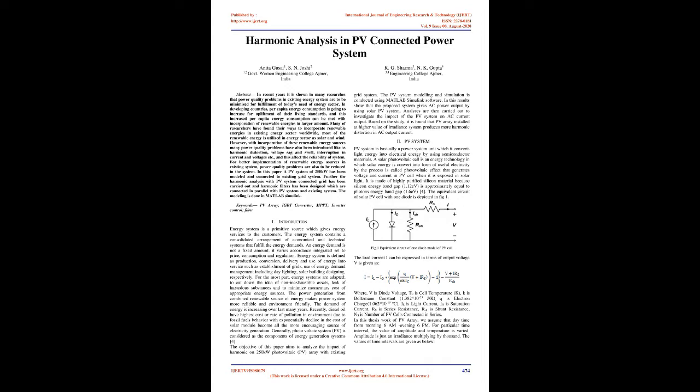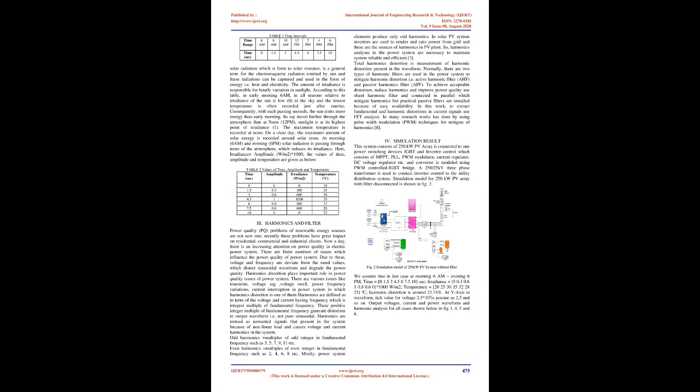2. PV system. PV system is basically a power system unit which converts light energy into electrical energy by using semiconductor materials. A solar photovoltaic cell is an energy technology in which solar energy is converted into useful electricity by the process called photovoltaic effect that generates voltage and current in PV cell when it is exposed to solar light. It is made of highly purified silicon material because silicon energy band gap, 1.12 eV, is approximately equal to photons energy band gap, 1.6 eV. The equivalent circuit of solar PV cell with one diode is depicted in Fig 1.